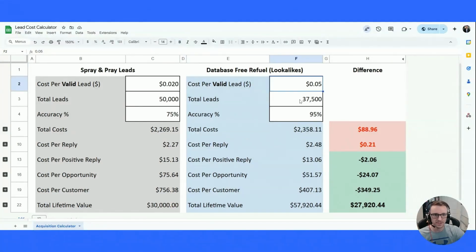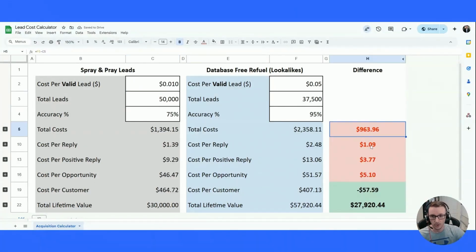Now let's just play around with some numbers. Let's say, okay, Patrick, I'm not paying 2 cents, I'm paying 1 cent. In this case, we're still going to spend more money. It's going to cost us more to generate a reply. These replies are going to be more targeted, more accurate. We're going to spend more money on our positive replies and on opportunities, but our customer acquisition cost is still lower. And we're still going to see the same lifetime value, even though this cost went down. This isn't going to change our funnel math.